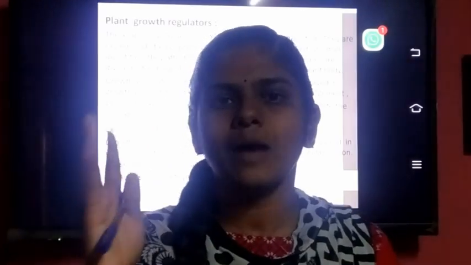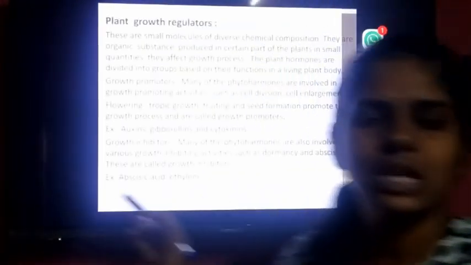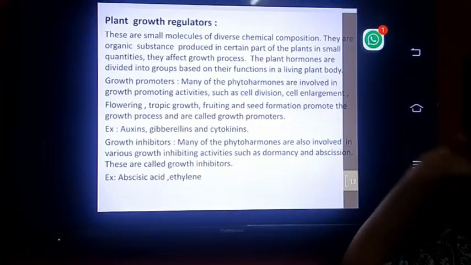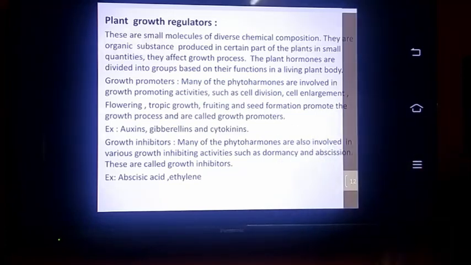Or they ask to explain the physiological effects of growth promoting hormones. So you must know which are growth promoting hormones and which are growth inhibiting hormones. The growth promoting hormones are auxins, gibberellins and cytokinins. The growth inhibiting hormones are abscisic acid and ethylene. So, these are the plant growth regulators, or phytohormones, or plant hormones.